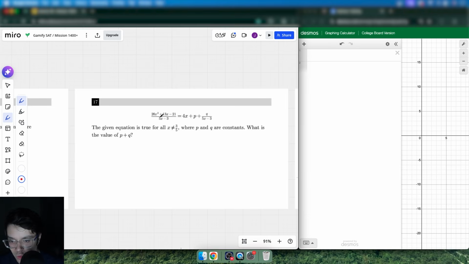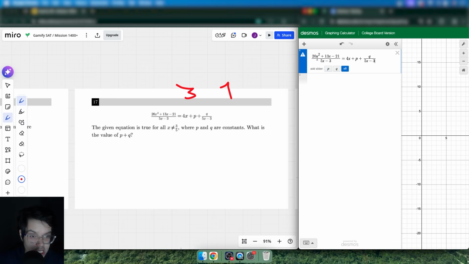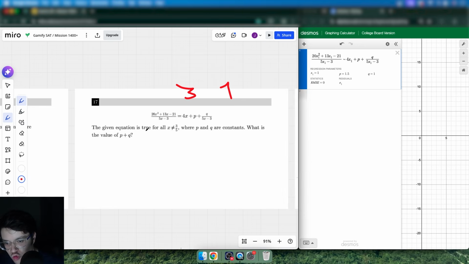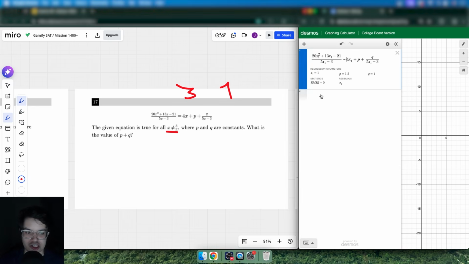Now let's try this one. We have 1, 2, 3, 3 different unknowns and only one equation. So let me go ahead and write this again. Okay, so we have that in there. Let me put the ones after each thing and the tilde as well. So we get this stuff now. It says this is true for all x when x does not equal 3 divided by 5. So this is slightly more confusing, but pretty much it's the exact same thing.